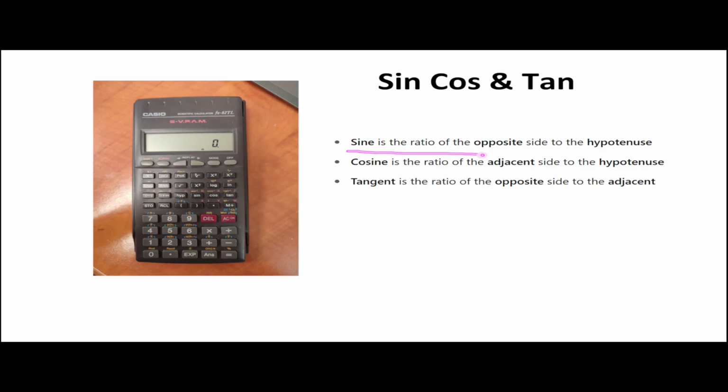Well, here we've got the formal definition. So sine is the ratio, the opposite over the hypotenuse side. Cosine, cos, is the ratio of the adjacent side over the hypotenuse. Tangent is the ratio of the opposite side to the adjacent. So it's an ordered ratio function.